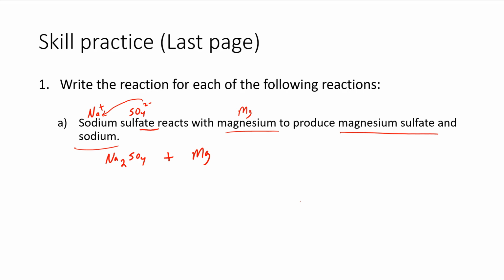Okay? Now, we're going to produce magnesium sulfate. So now magnesium is part of a compound, which means it's going to be a magnesium ion with a +2 charge, and sulfate is still SO4 2-. And then sodium metal. So those are both 2s, so they cancel each other out. No subscripts needed. It's just going to be MgSO4 plus sodium metal.